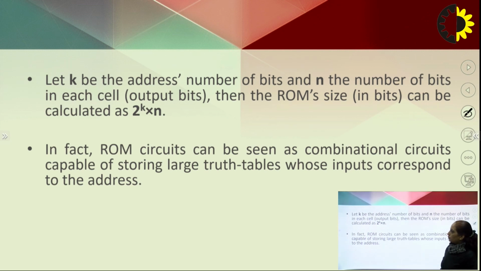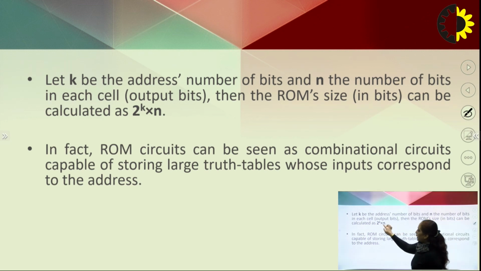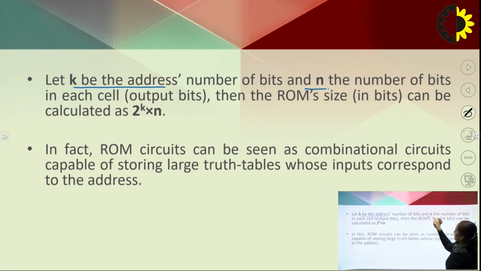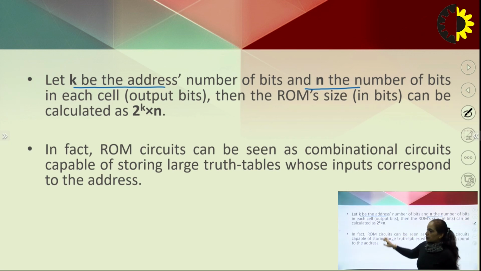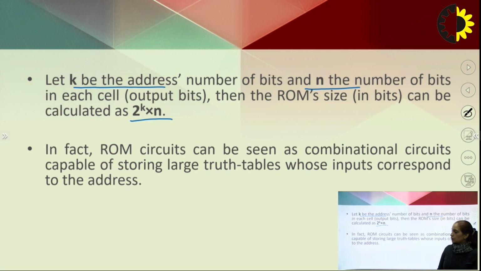In any memory circuit, if you have k address lines and n number of bits in each cell, so the output bits are n, and the ROM size can be defined as 2 raised to the power k into n. In fact, ROM circuits can be seen as combinational circuits capable of storing large truth tables, whose inputs correspond to the address signals and whose outputs correspond to the stored data.